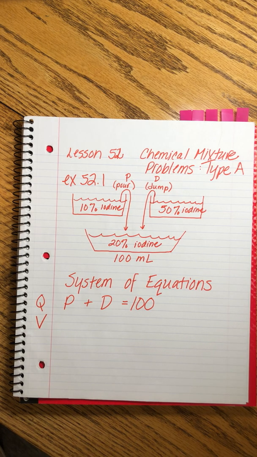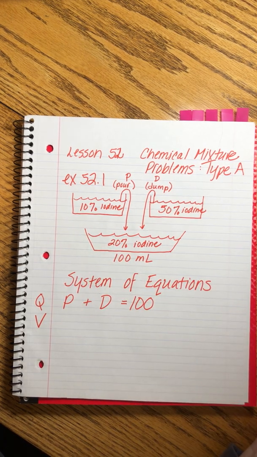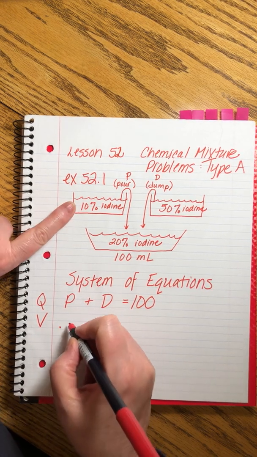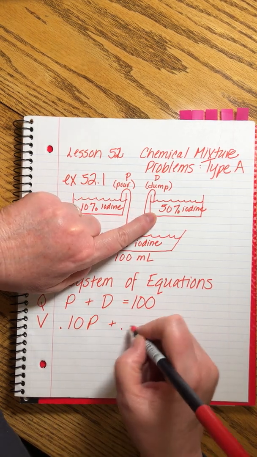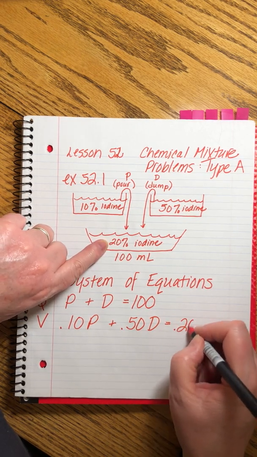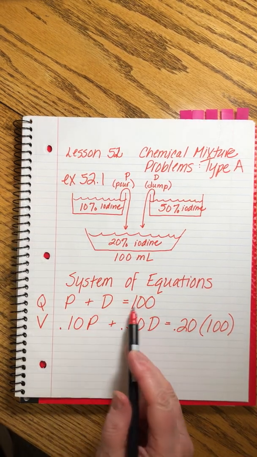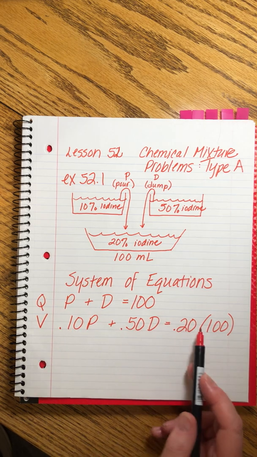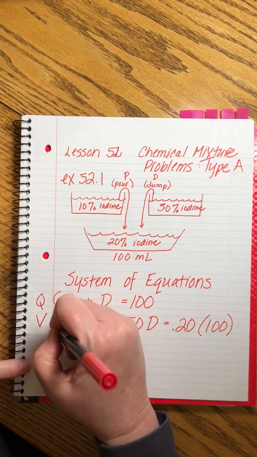We're going to multiply by the values, the strengths of each one. This is 10%, so I write 0.10 times the amount that we pour in plus 0.50 times the amount that we dump in will equal 0.20 times the 100 milliliters. Right? So all I did was I took this equation and I just multiplied it by the strength of each one. Oh my gosh, that was not bad. You have to admit, that was not too terrible.